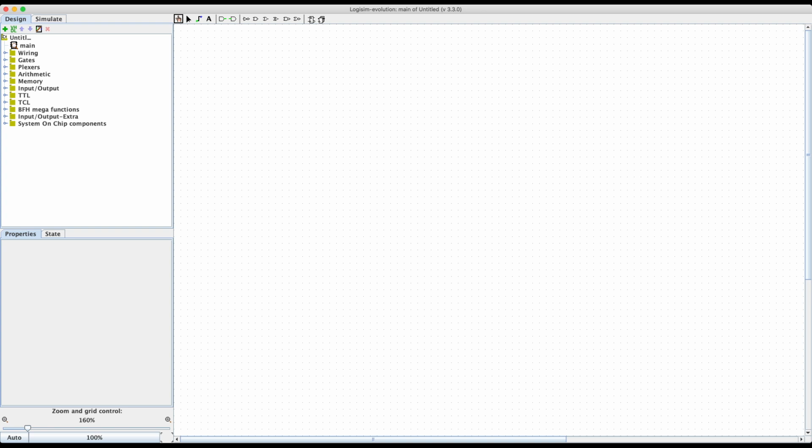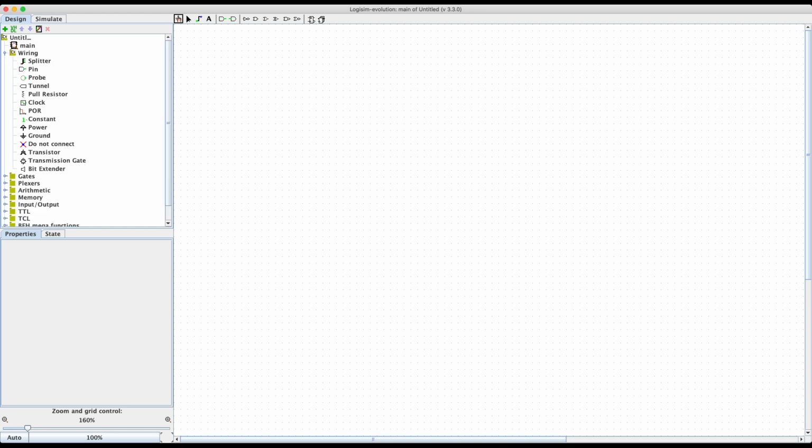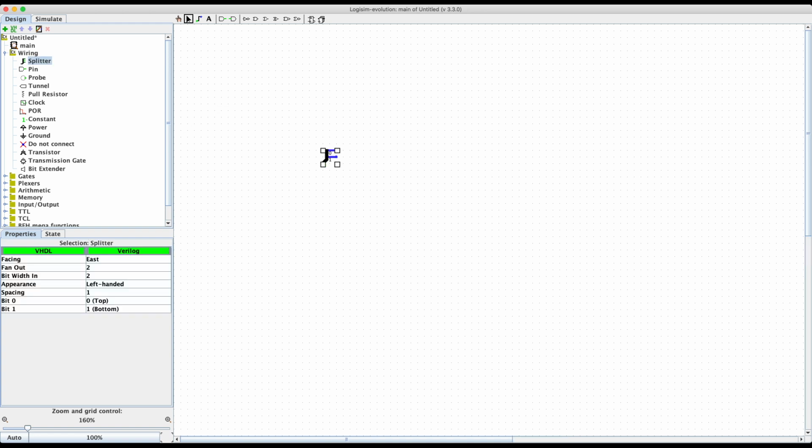All right, so let's go through some of the components that you guys are definitely going to need to use for several of the things. One would be the splitter, where the fan out and the bit width are not always going to be the same, but most of the time are because you're splitting off individual bits.